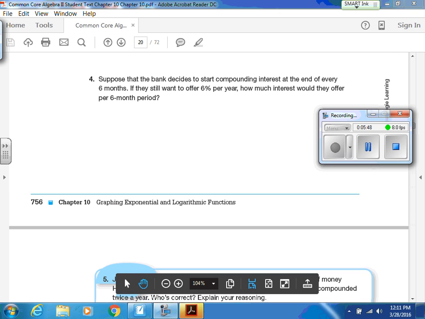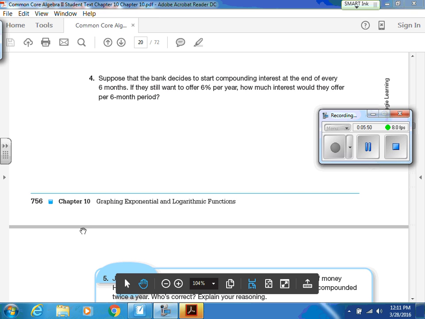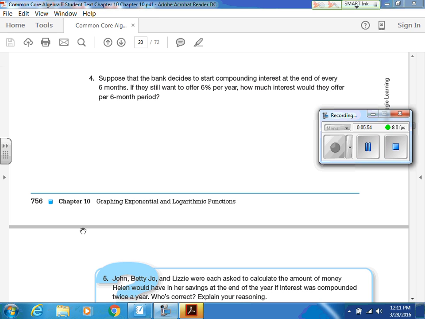So if we compound it, do you get the same amount of money? No, you keep it. Well, let's see. If we compound it, it's still 6%, but it's happening 2 times in a year, right? 3% each time.